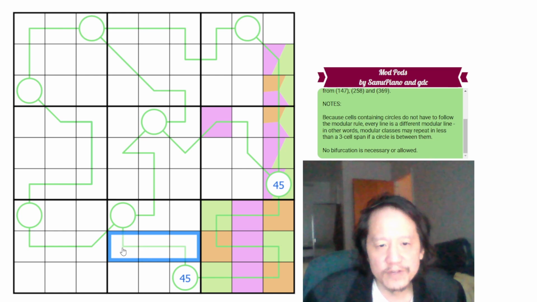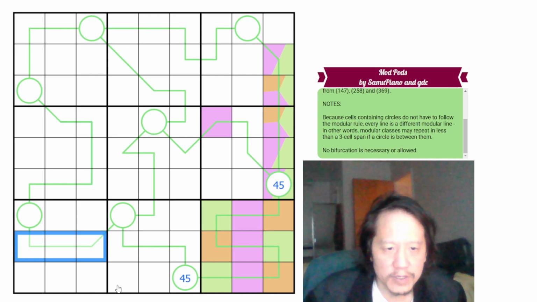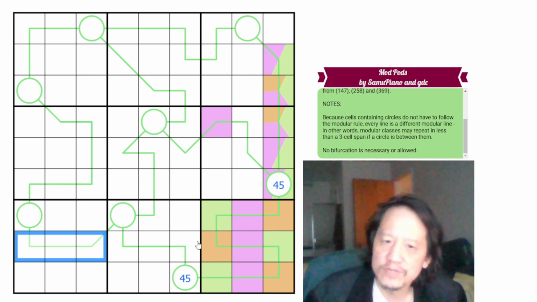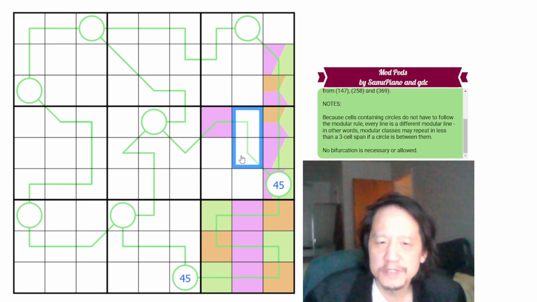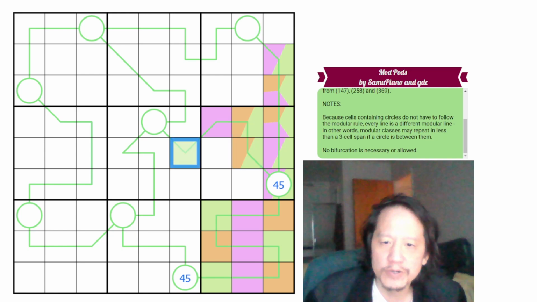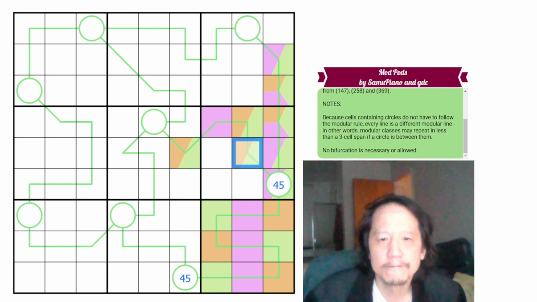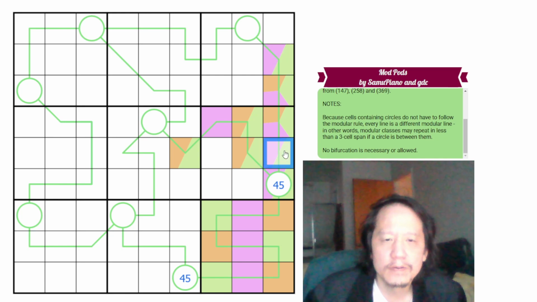This has 3 from orange, pink, and green. This has 3 from orange, pink, and green. Okay, that doesn't tell us very much. These again, so one of these is green, one of these is orange, which means this is green or orange, right? Because it's the same as this one. This technically could be green and green, right?